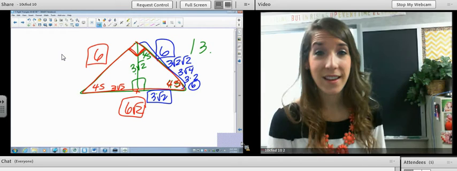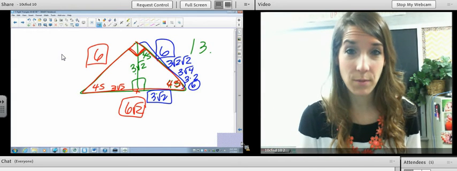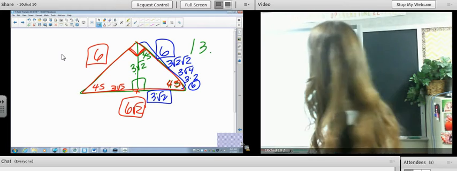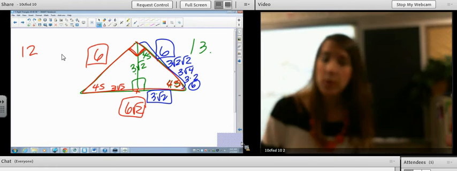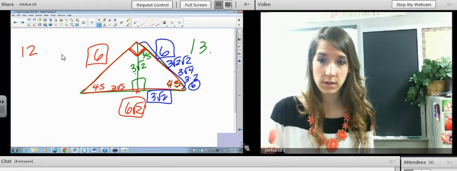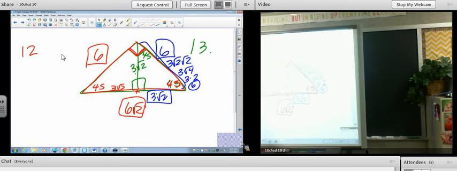Okay, ready? Final answer. You add integers plus integers and radicals plus radicals. So how many integers do we have? 6 plus 6? 12. And then the only radical we have is that hypotenuse, and that hypotenuse is 6 root 2.